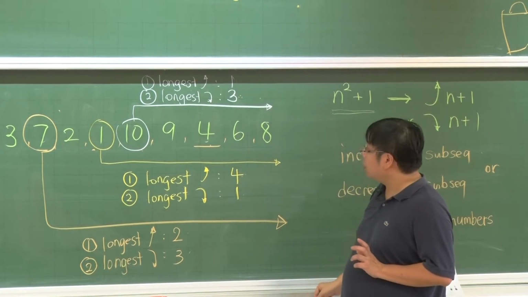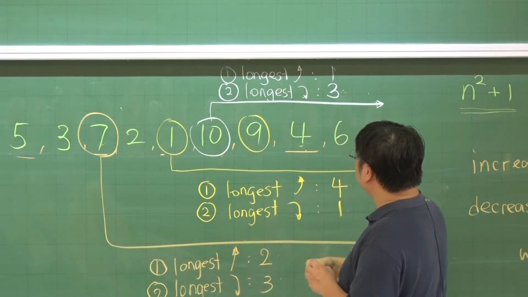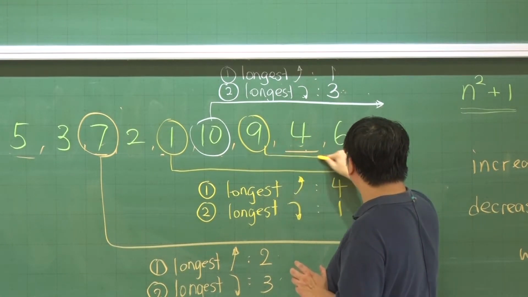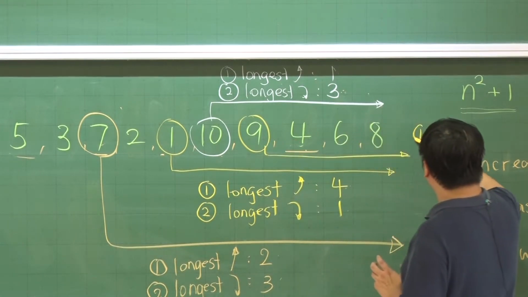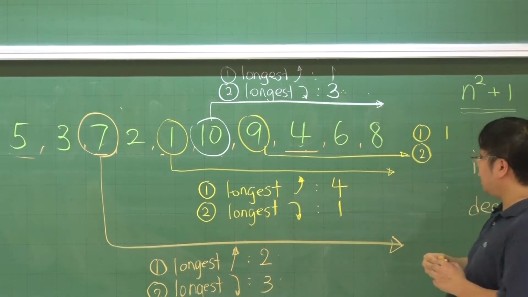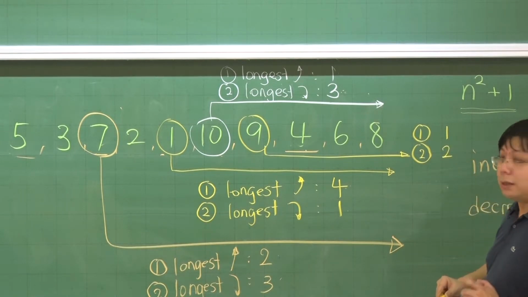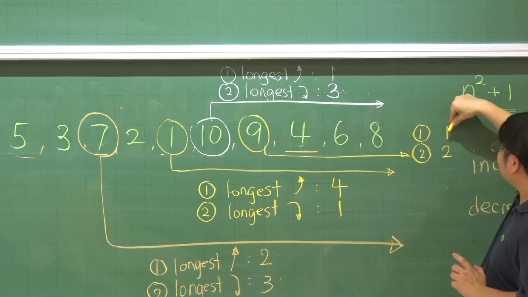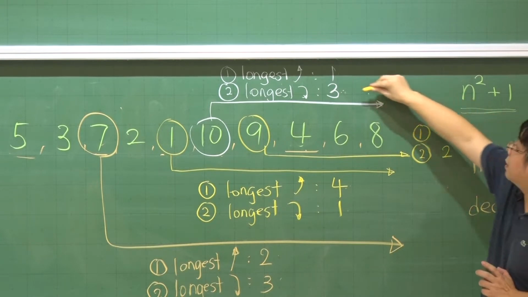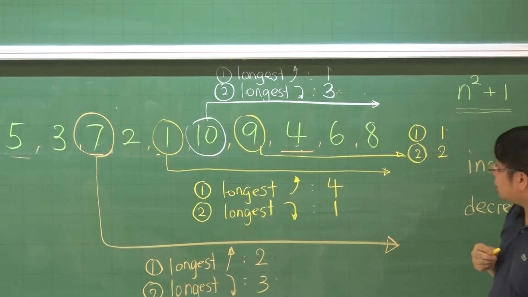Let me do another one. So for instance, this one, this 9 is going to have the longest increasing of 1. The longest decreasing is 2. Is that okay? So these two have the same here, 1, 1. But then the other part has to be different. Is that okay?